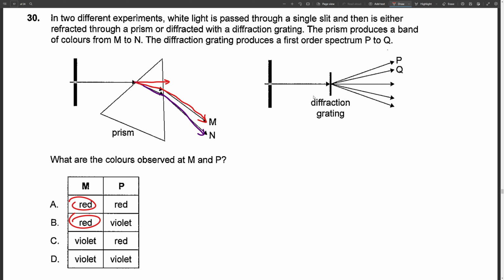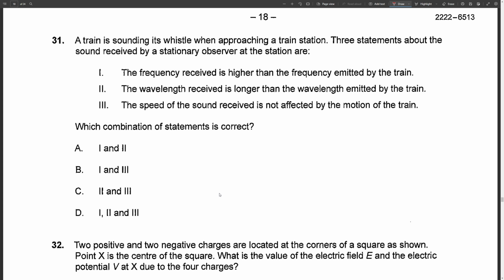Next one, on the diffraction grating, it's going as the equation of d sin θ = nλ. With a greater λ, there is a greater sin θ and therefore the angle θ as well. Red light gives you a longer wavelength, so P is the red light and Q is the violet light. Which means the answer for the column on the right should be red light. Answer is A.